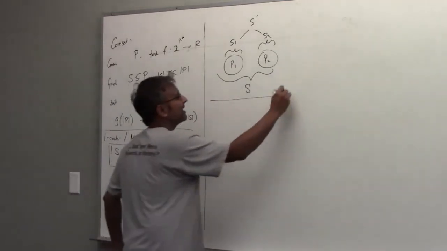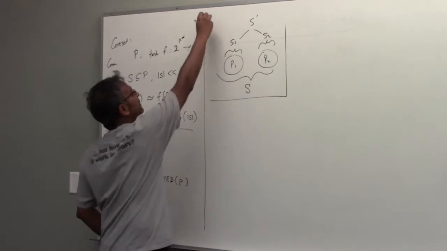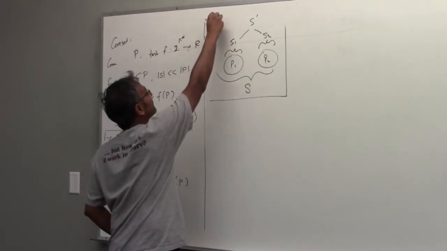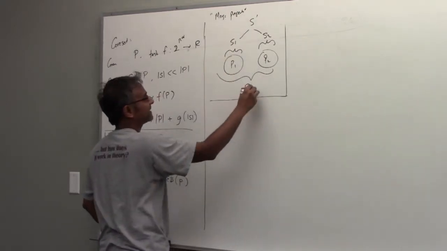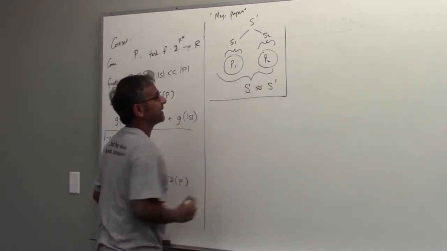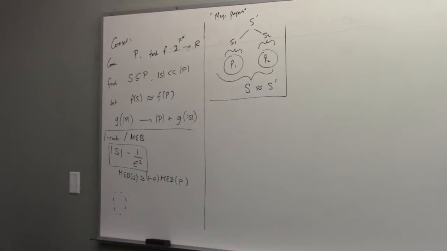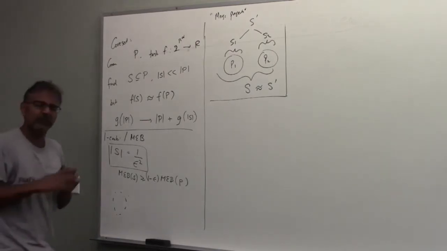All right. So what does that mean? So this we'll call the merge property. That basically S is roughly the same as S prime. And again, this is roughly, right? So it's not exact, but it's good enough.